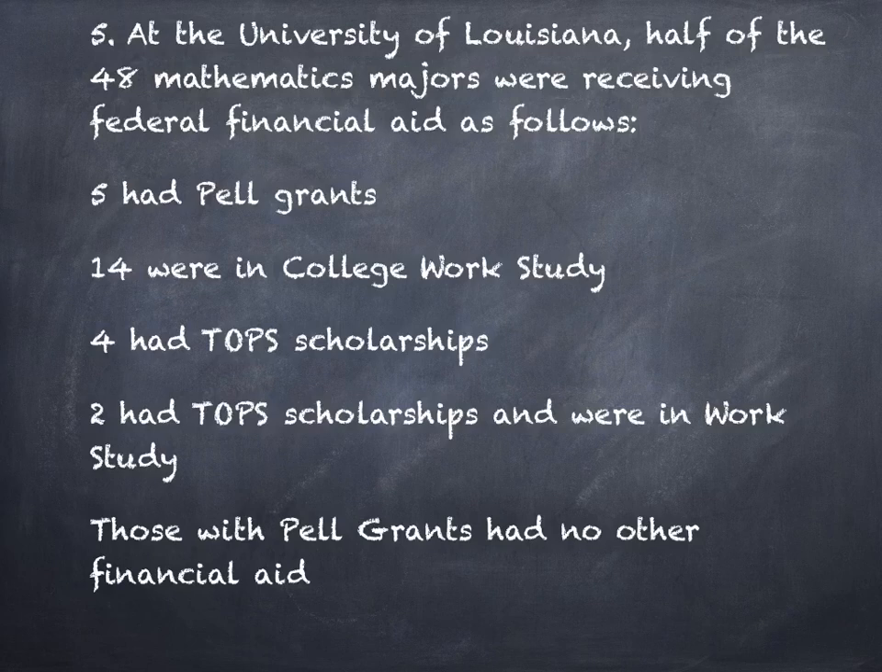I have 3 circles. There's a lot more going on, isn't there? So let's read through this together. At the University of Louisiana, half of the 48 mathematics majors receive federal financial aid in these ways. 5 have Pell Grants, 14 are in work study, 4 have TOPS scholarships, 2 have TOPS scholarships and are in work study, and those with Pell Grants have no other financial aid.